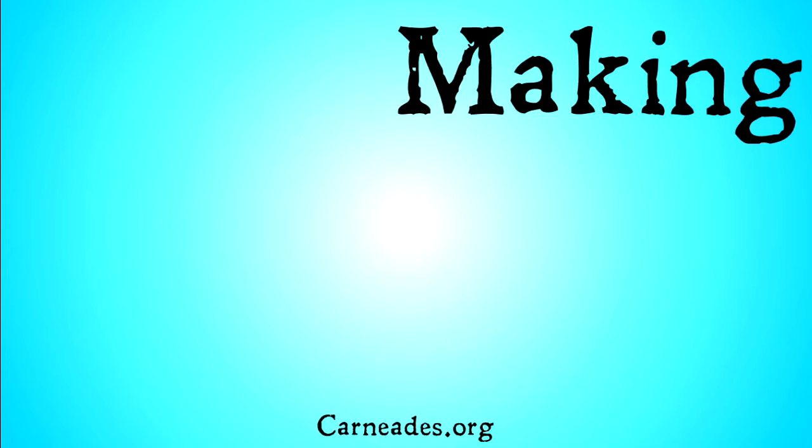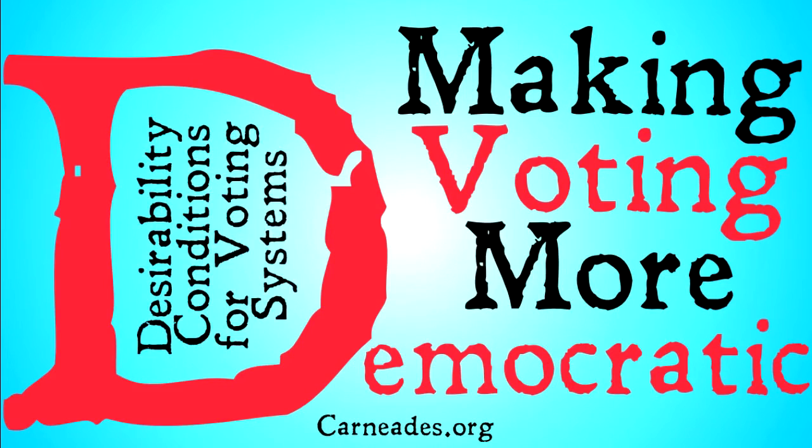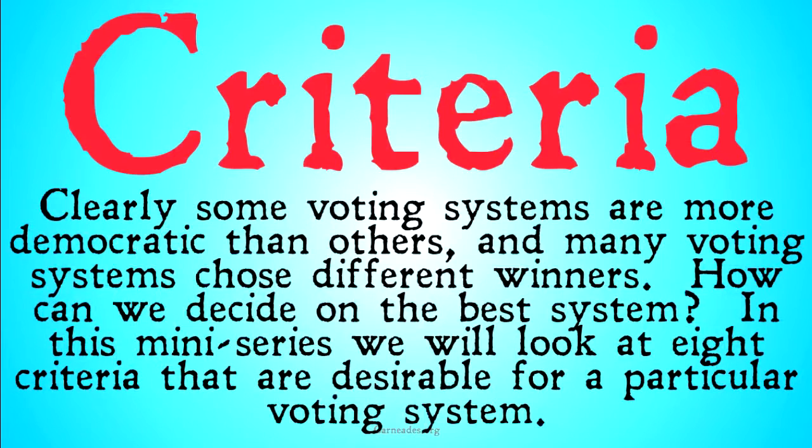In this video we will be introducing another mini-series that will continue every single day for the next week, entitled Making Voting More Democratic, or Desirability Conditions for Voting Systems. Now, if you watch the previous mini-series on different types of voting systems, it seems pretty clear that some of them are more democratic than others. And many voting systems choose different winners, depending not on how people vote, but on the system that you use. How then can we decide on what the best system is?